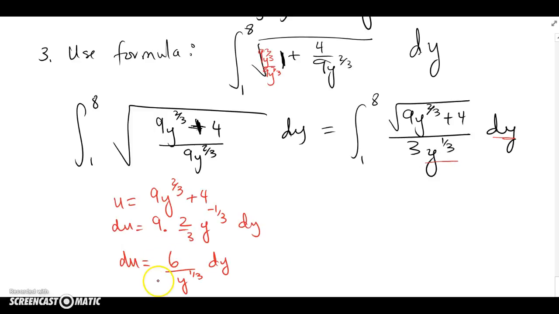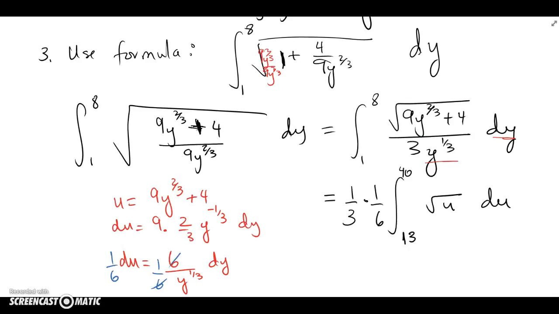So let me divide both sides by 6 and also maybe pull out a 1/3. So that doesn't look so bad. I pulled out the 1/3 in the front, and I got a du over 6 that gives me my dy and the y to the 1/3 in the denominator. So I also pulled out that 1/6, and I simply have square root of u du. These guys got picked up. And my limits of integration, if y is 1, I have y to the 2/3, or 1 to the 2/3 is just 1. 9 plus 4 is 13. And if y is 8, I have 8 to the 2/3, which will give me 4, and 9 times 4 plus another 4 is 40.